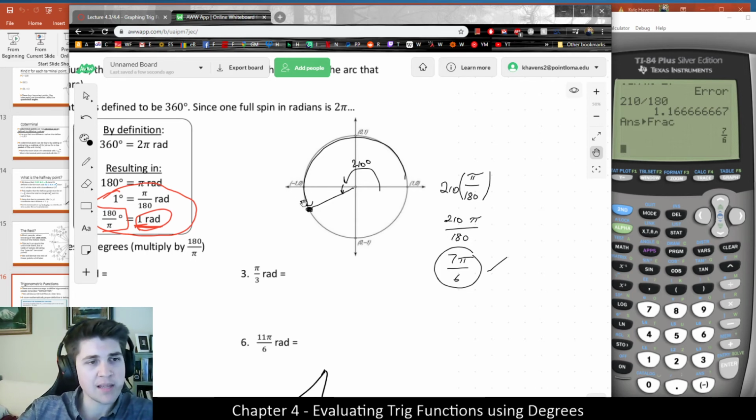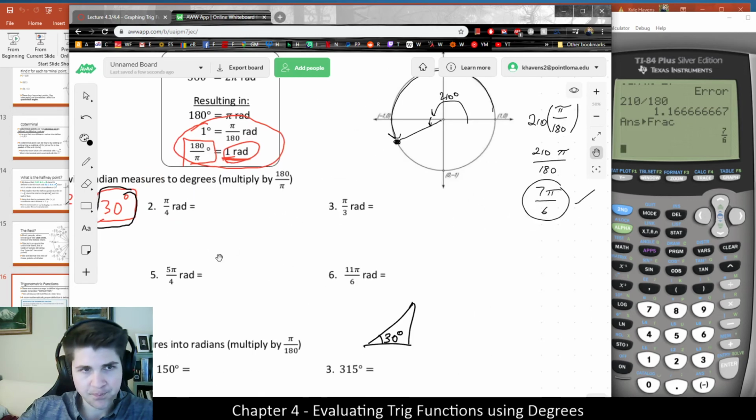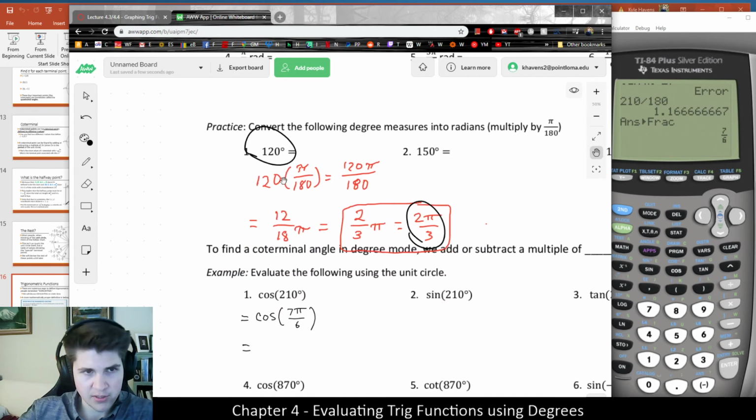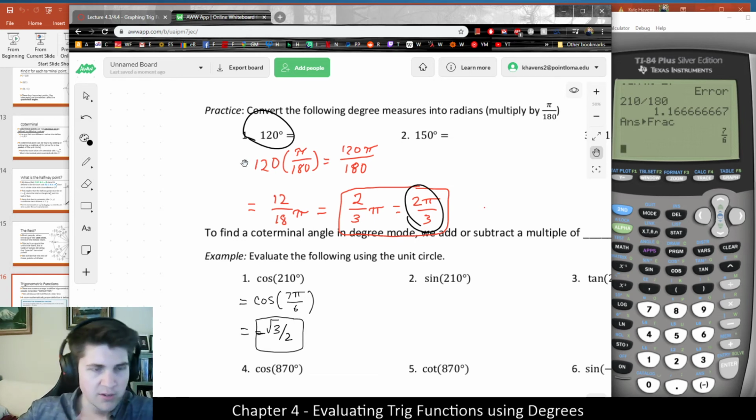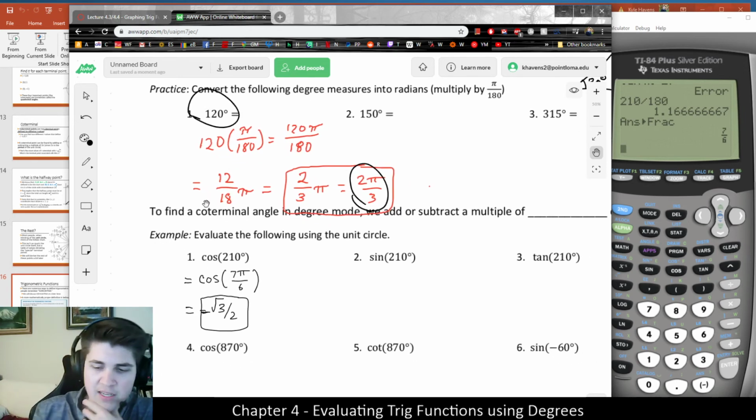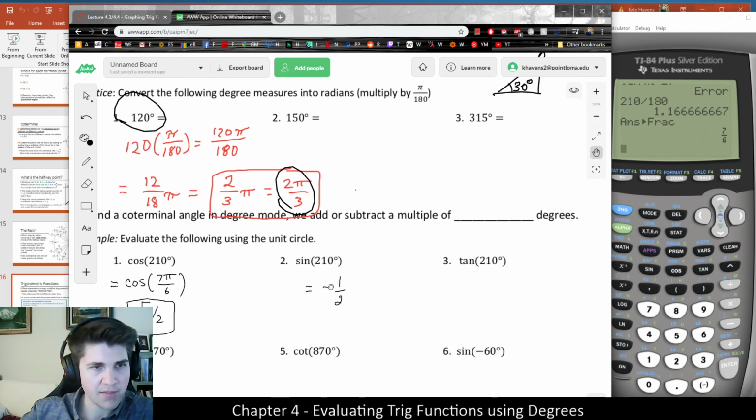But cosine is going to be the x location there. That's going to be negative root 3 over 2. Again, you could look at your unit circle as well to double check that. But anyways, that's how we evaluate trigonometric functions in degrees. Or say I wanted to do the sine there. Sine is going to be the y coordinate at that location, which since it was in quadrant 3 was also negative, and it's the other part of that point.